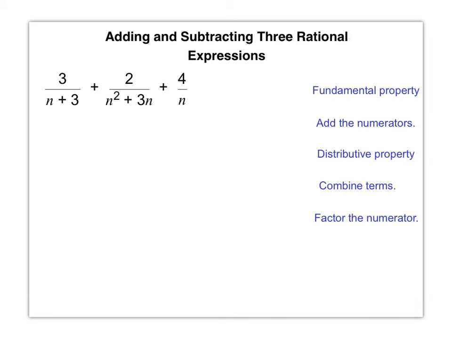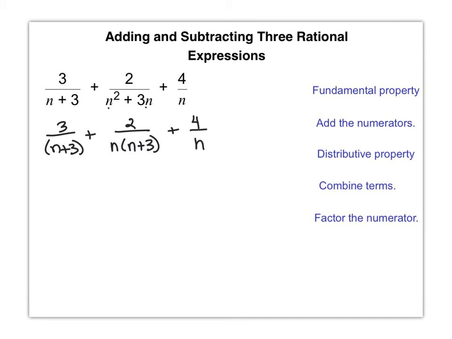All right, in this example, we're adding and subtracting 3 rational expressions. So we still want to find the LCD. Before we find the LCD, let's make sure each of those denominators is in factored form. The first fraction has a denominator of n plus 3. It can't be factored further. The second fraction can be written as 2 divided by, that common factor here is n, so that would be n times n plus 3. And then the last fraction, 4 over n.